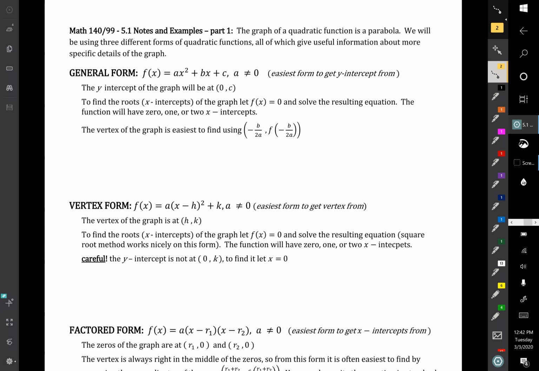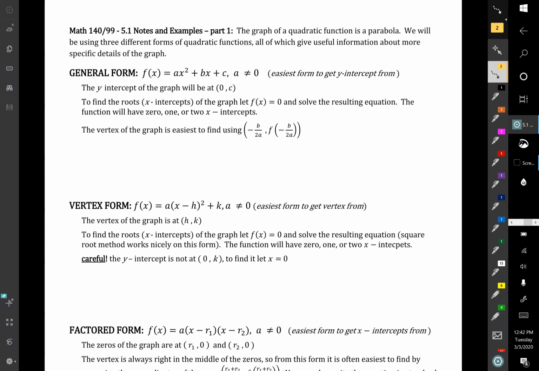General form, sometimes it's referred to as standard form. In your book, though, its general form is your f of x equals ax squared plus bx plus c, where a is not equal to 0, otherwise it would be linear, not quadratic. This one is probably what you're most familiar with, and that's the easiest to get your y-intercept from.